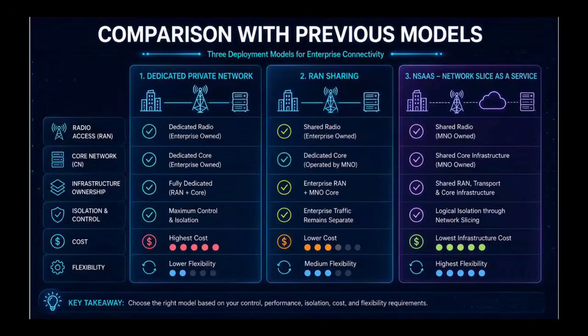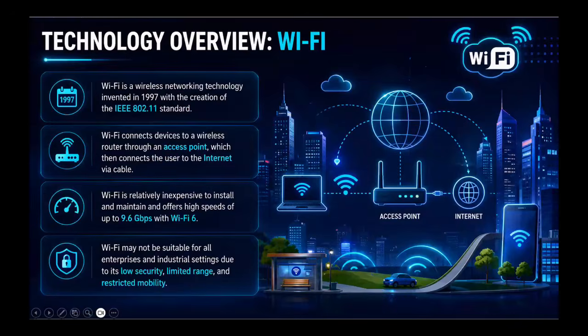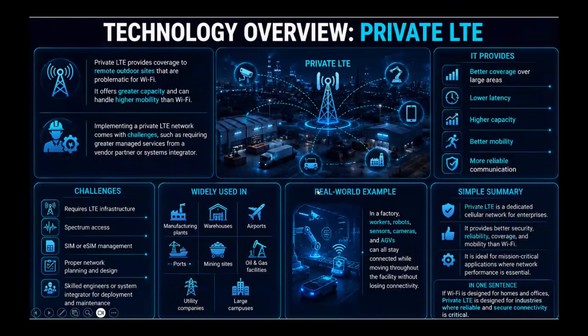That also we have seen, and we have seen that private networks are just small cells. They are the miniature version of the public cellular network. This also we have seen in detail. Also, we have seen Wi-Fi. Wi-Fi provides coverage, but that can't be reliable for a large area, right? So that also we have seen.